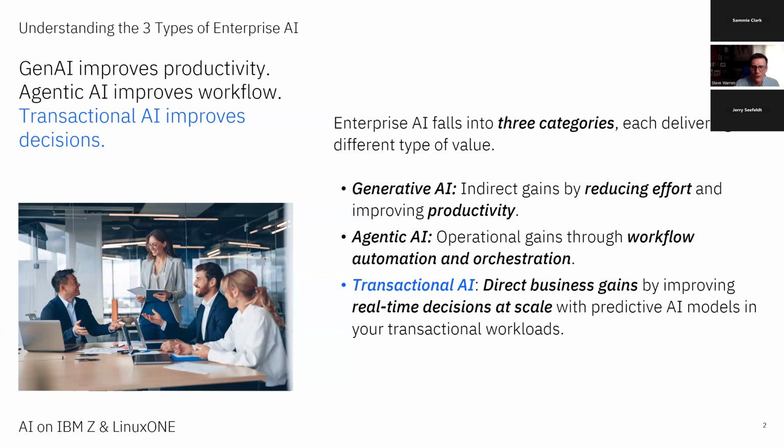And then there's this one called transactional AI, and it's highlighted in blue, not necessarily because it's any more or less important, but because it's one that we typically overlook and one that Z plays in very well. And that's called transactional AI. Transactional AI is really the idea of improving real-time decisions with predictive models in your transactional workloads.